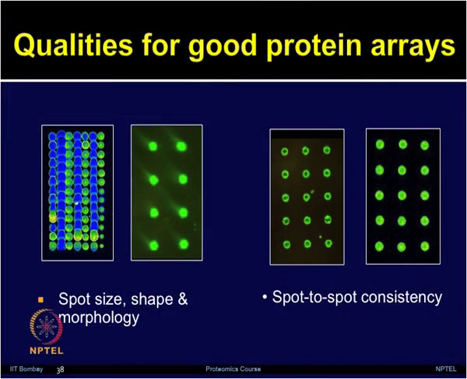Shown here, one can actually encounter different types of problems while printing these arrays. Shown on the left is spot size, shape and morphology. Shown on the right is spot to spot consistency, and many times these types of printing issues do come up while performing these high throughput experiments. So, one needs to ensure that all these parameters are properly quality control checked.